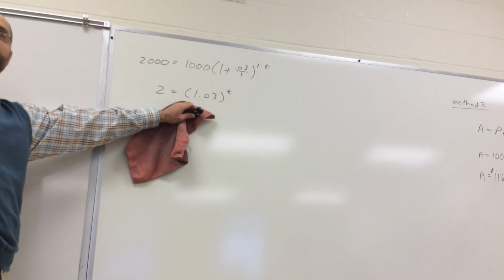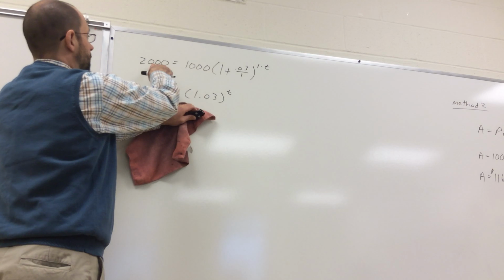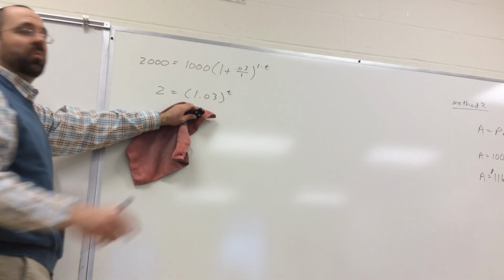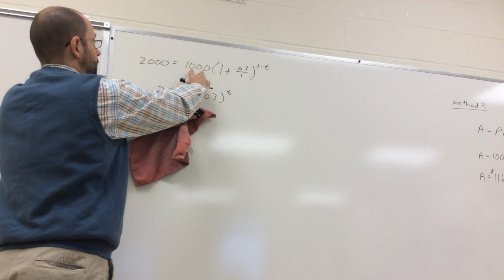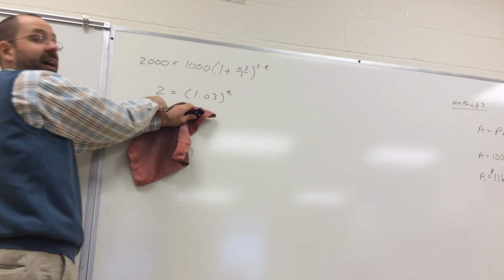Now the algebra on this: you divide both sides by 1,000. Oh, and at this point, it would be smart for me to comment that this number and this number didn't matter, right? Let's say I had made up that the starting amount was 500. Then we would have put 1,000 over there, right? And then we would have divided and gotten a 2.